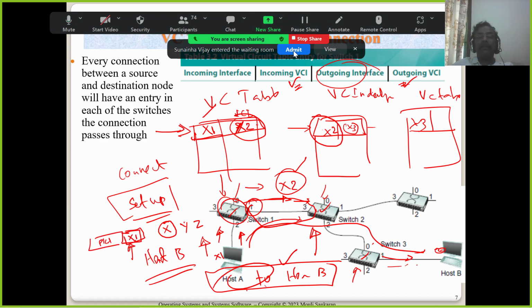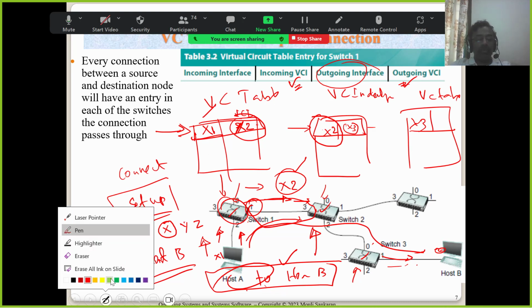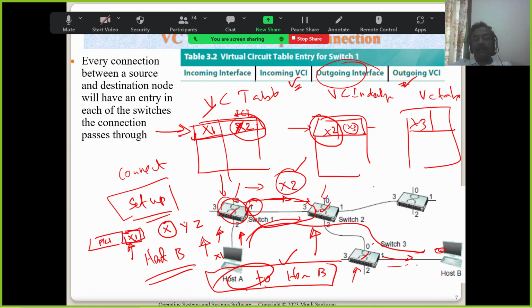Okay, some admin I will do. Any chat is there? Nothing. Okay, now I have to use a different color maybe, so as not to make it dirty. Already it is dirty, but let me try to recover from it.